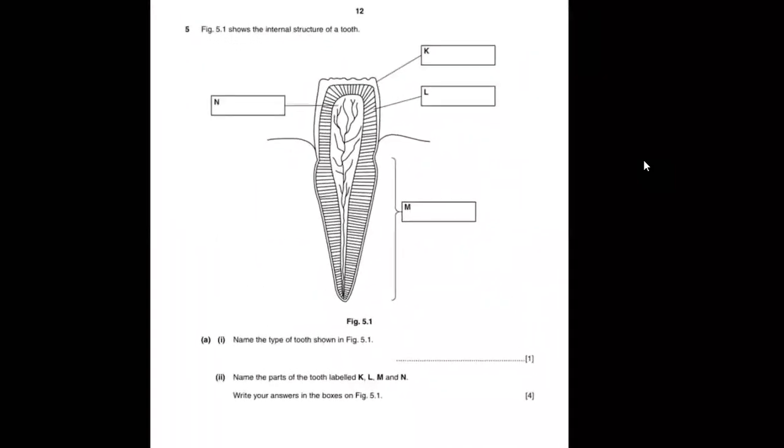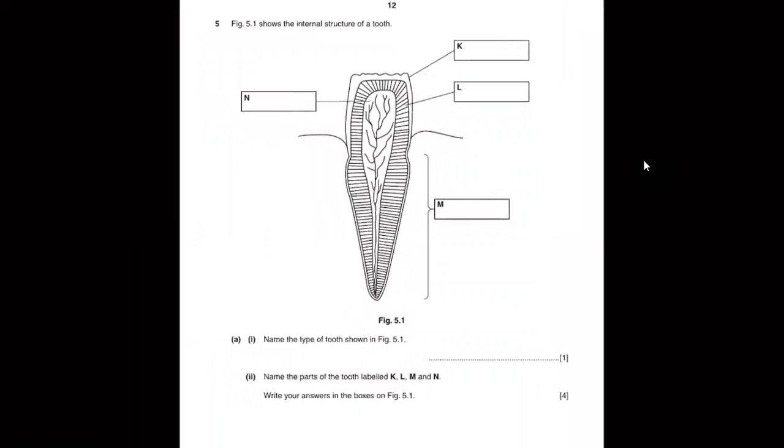What is K? Wait, what's this? Oh, this is the tooth. Okay. K is the dentine. No. Enamel. Sorry, enamel. Achha, what is L? I believe that's the dentine, miss. Okay, and what's N? They're the blood capillaries.